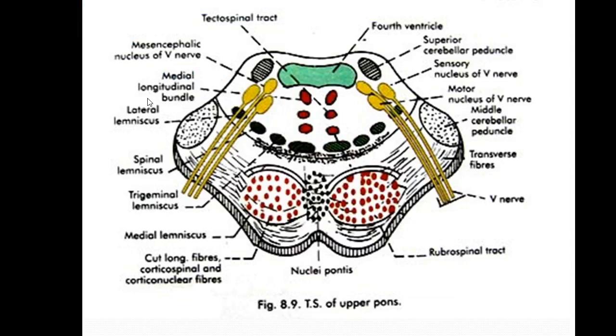Here in this transverse section, you can very well see the medial lemniscus, the trigeminal lemniscus, the spinal lemniscus, and the lateral lemniscus. And here you can see the fifth nerve arising. There is the mesencephalic nucleus. Here is the motor nucleus, and here is the sensory nucleus.